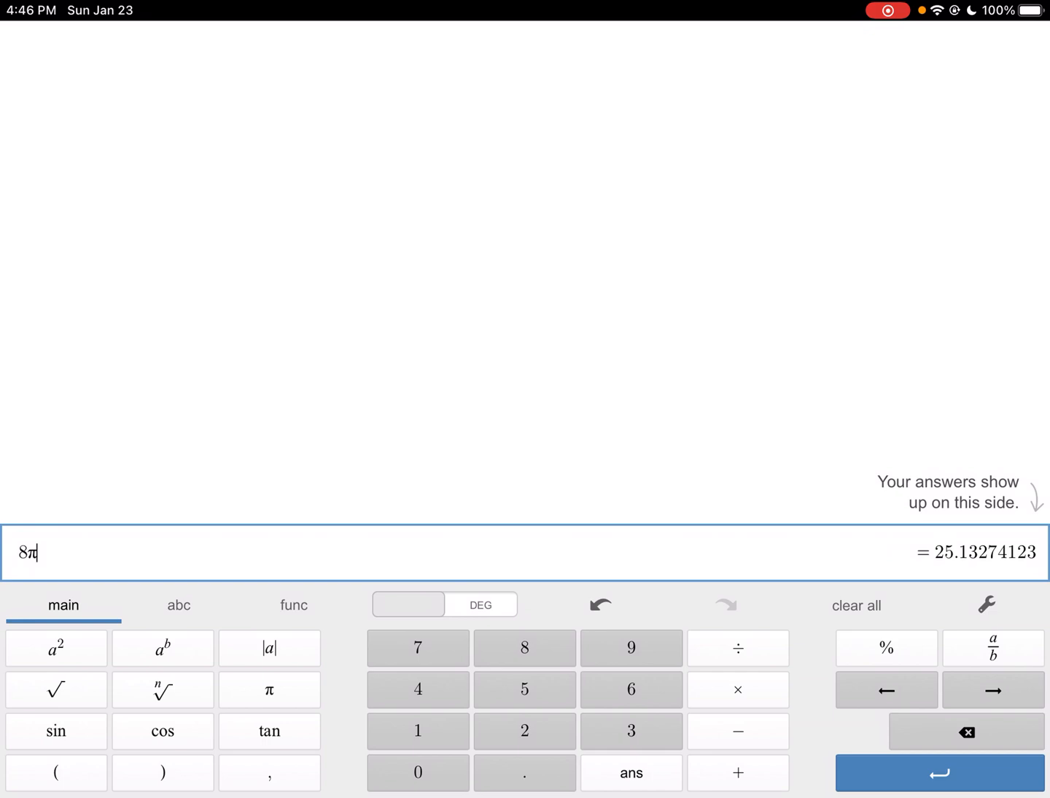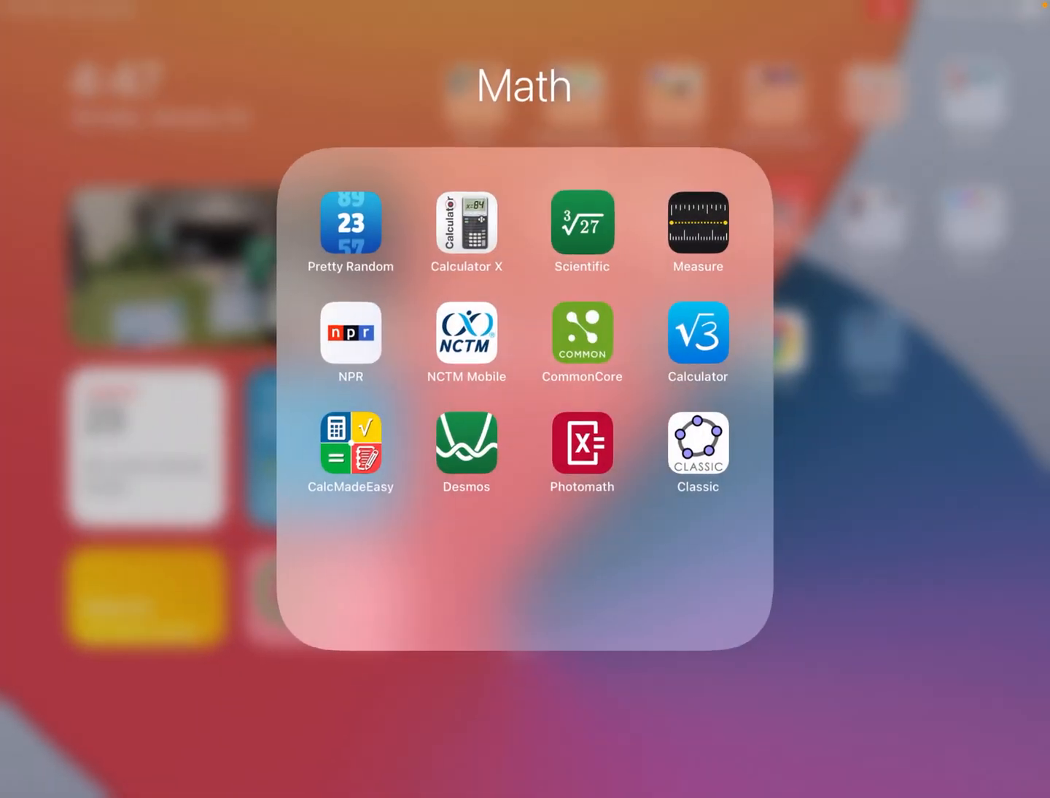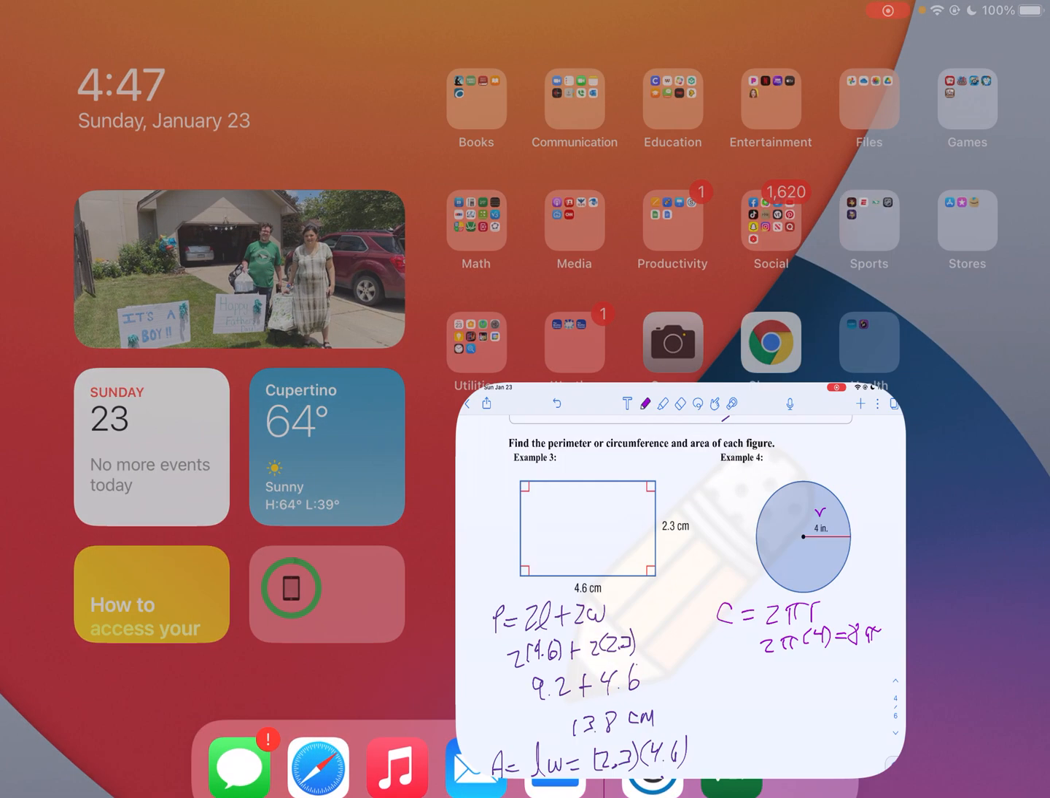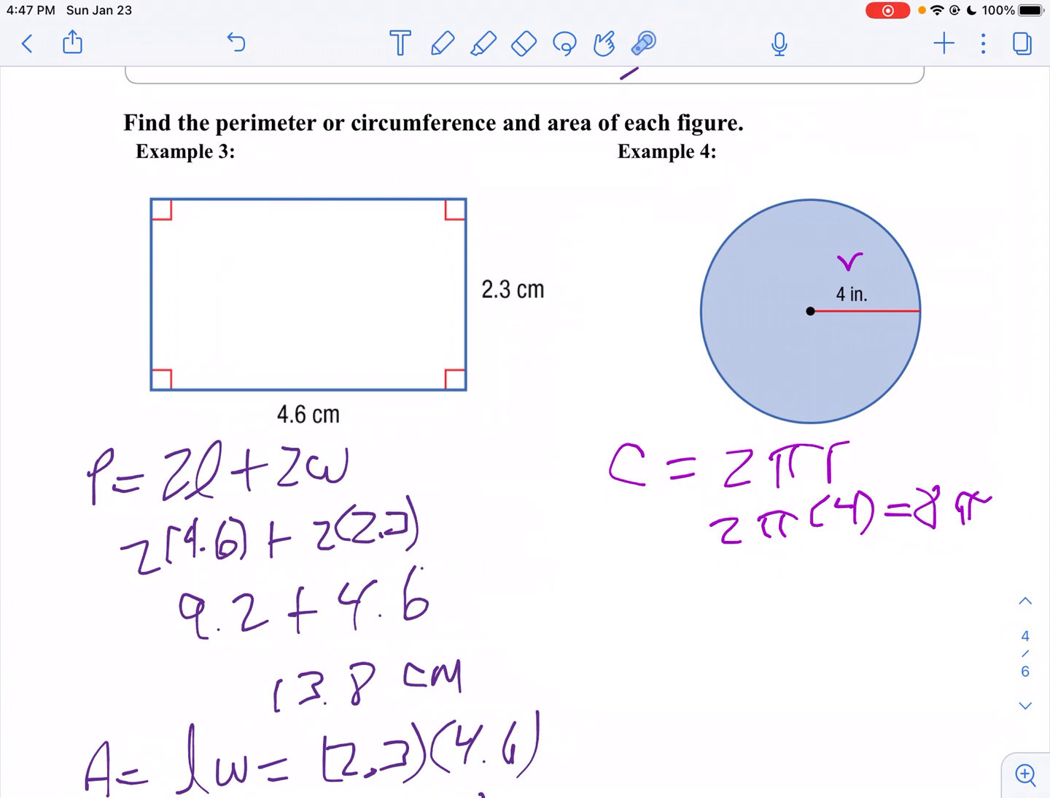We don't need all those decimals. We're going to round it to something appropriate. I think I'm going to say about 25 centimeters on this one, because in my original problem, not centimeters, inches. Let me go back to my problem here. My problem was rounded to the nearest inch, so I'm going to round my circumference to the nearest inch, so I'm going to say that's about 25 inches.